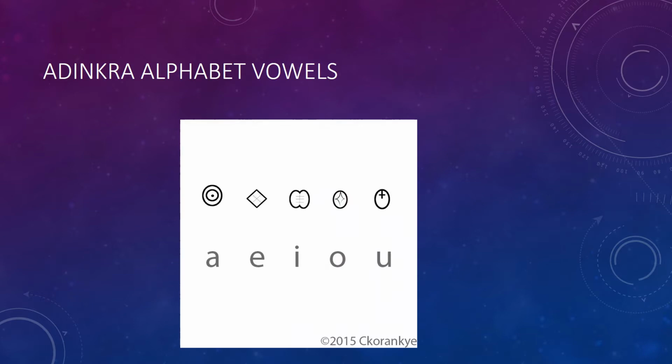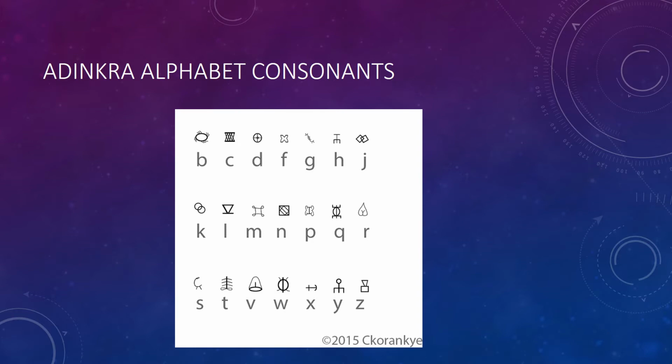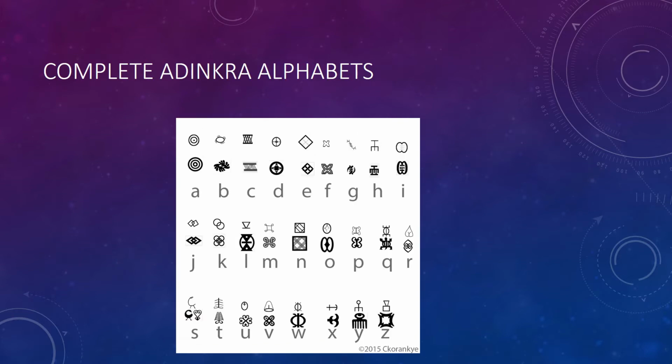The slide shows the Adinkra alphabet vowels. The slide shows the Adinkra alphabet consonants. The slide shows the complete Adinkra alphabets. The first symbol is the Adinkra alphabet. After that is the Adinkra symbol from which the alphabet was derived, the original Adinkra symbol. And below that is the corresponding English alphabet.